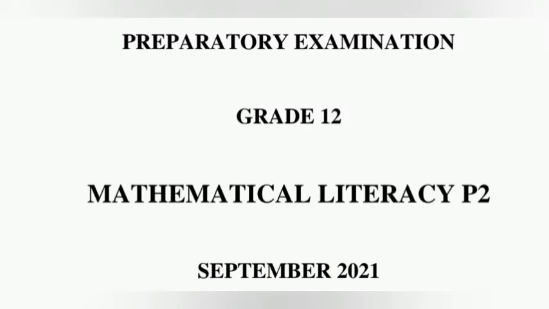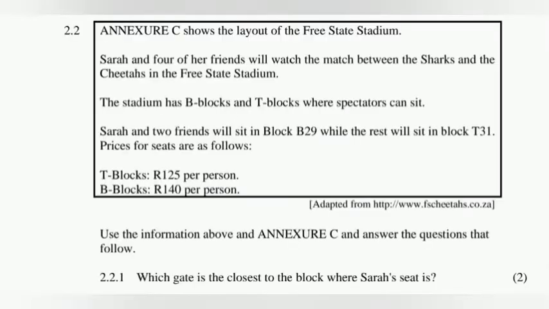Question 2.2. Let's get started. Annexure C shows the layout of the Freestate Stadium. Sarah and 4 of her friends will watch the match between the Sharks and the Cheetahs in the Freestate Stadium. The stadium has B blocks and T blocks where spectators can sit. Sarah and 2 friends will sit in block B29, while the rest will sit in block T31. T blocks cost 125 rands per person and B blocks cost 140 rands per person.